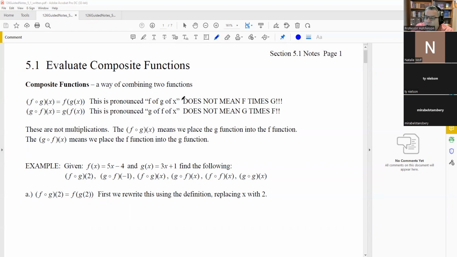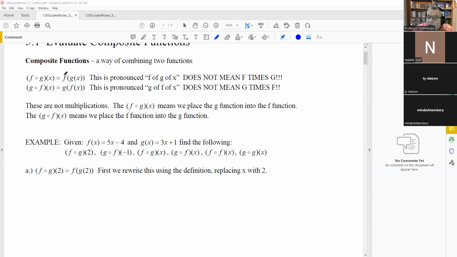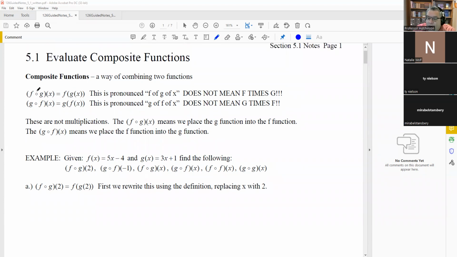Composite functions are a way that you put one function into the other. Here we have f of g of x. This is not multiplication; we're not multiplying f times g. If we had that, it would be f of x with a dot and then g of x. That's not the notation we have here. You're actually putting the g function inside of the f function. With the other one, we have g of f of x, where you're putting f of x inside of g. It's not multiplication for that either. You're putting one function into the other.